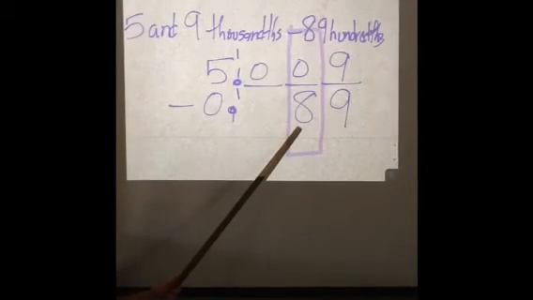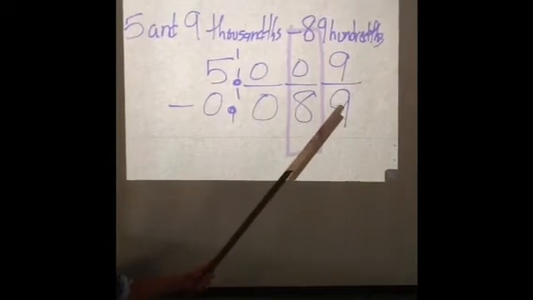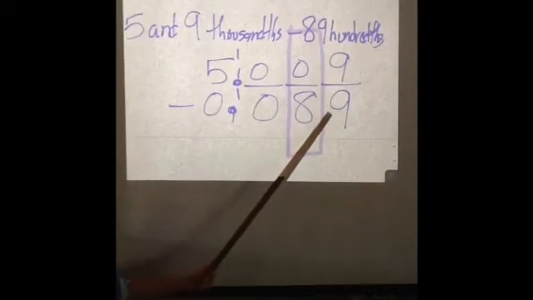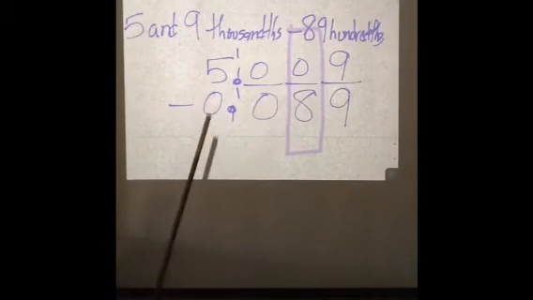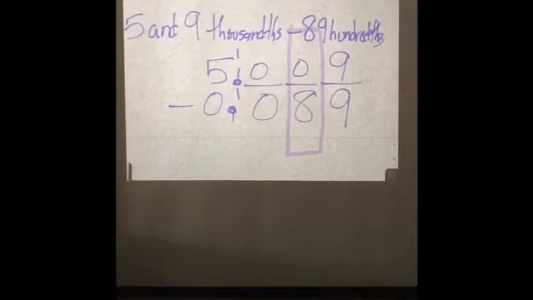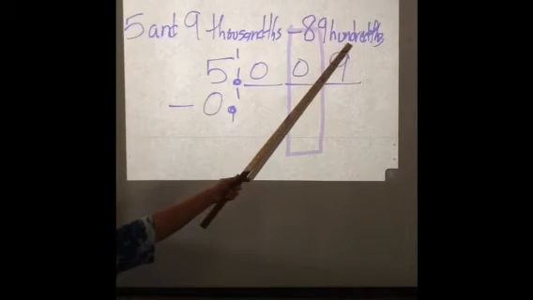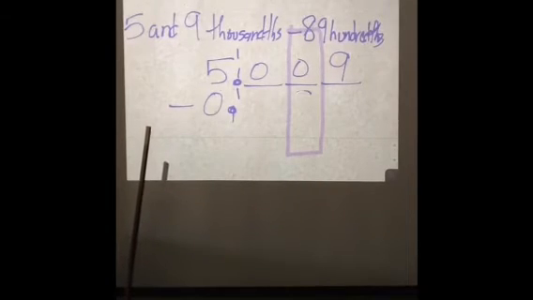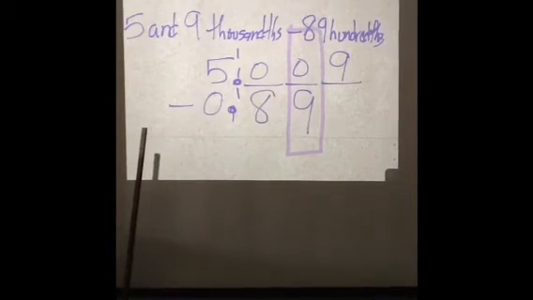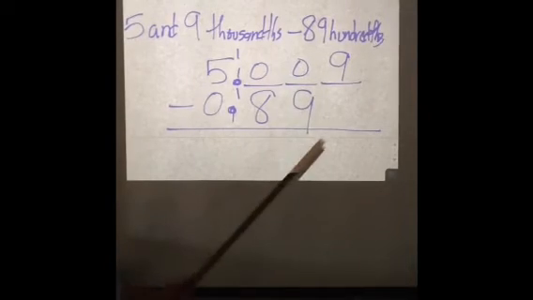Well, hold on. What do we have then? We would have 89. Ooh, what place value is this? 89 thousandths. Is that what this says? 89 thousandths? No, it doesn't. What do I do? I put the 9 in the hundredths section, and my 8 goes here. Now am I ready to subtract? Yes. I'll remove that box. Okay, what do we have here?